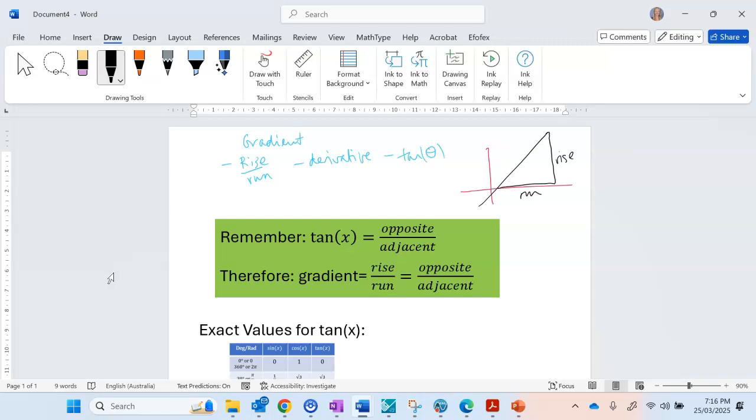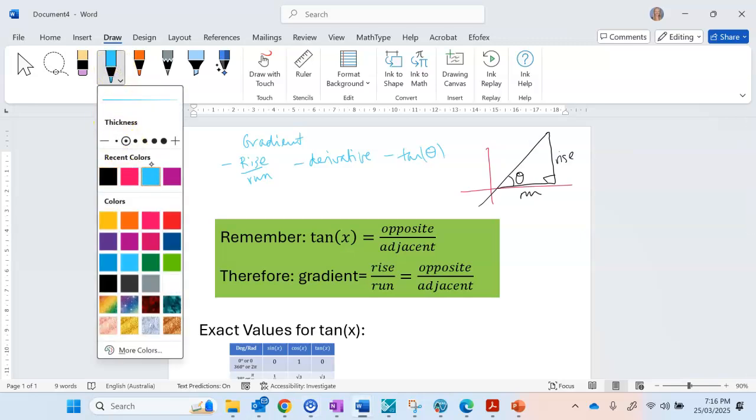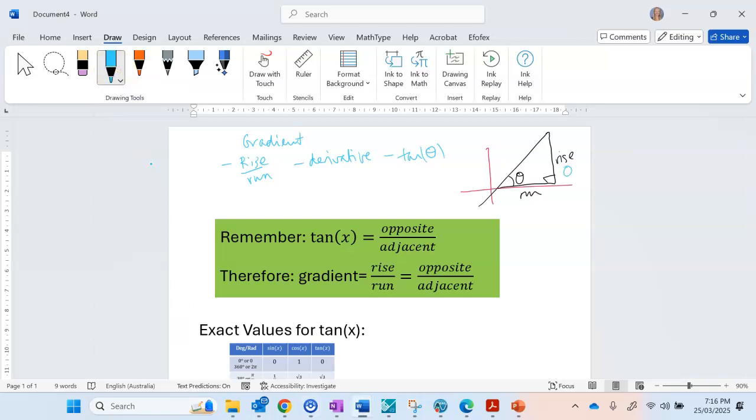Now, we can also think of this as a right angle triangle. So if I've got here theta, then that would mean that my rise would be my opposite side and my run would be my adjacent side. So I can actually say, well, my gradient, which is rise over run, is also the same as my opposite side over my adjacent side. And understanding SOHCAHTOA, your trig ratios, opposite over adjacent is tan theta. So that's what we're going to be learning about in this video. And that's what I've got written in green.